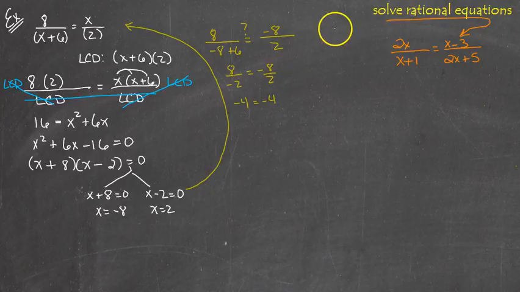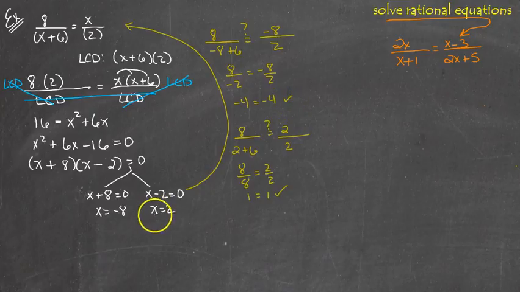But at this stage, I could have said, yeah, that's clearly an answer. So that's okay. Now let's do it with 2. 8 over 2 plus 6 equals 2 over 2. So 8 over 8, question mark, I'm not really sure, equals 2 over 2. Well, that's just 1 equals 1. And so that is also a solution. So I've checked to see that these are truly the solutions, and they are, so I'm good to go.